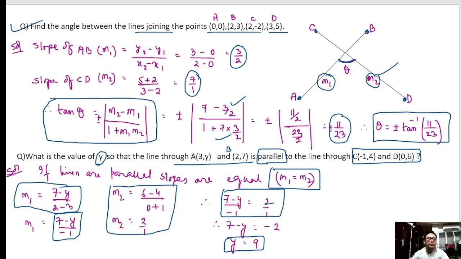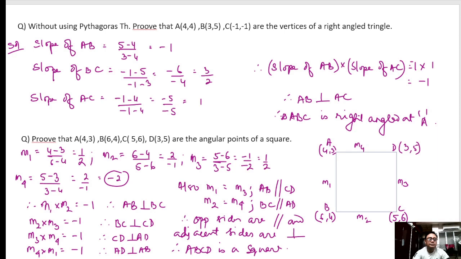Next, without using Pythagoras theorem, prove that this and this are the vertices of a right angled triangle. Okay, so I have to show that these 3 coordinates make a right angled triangle.